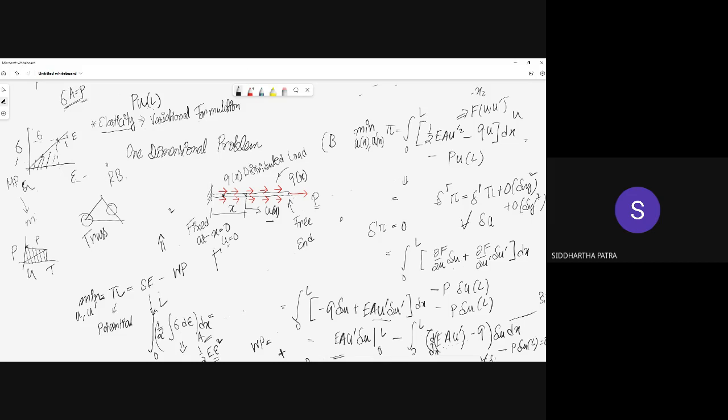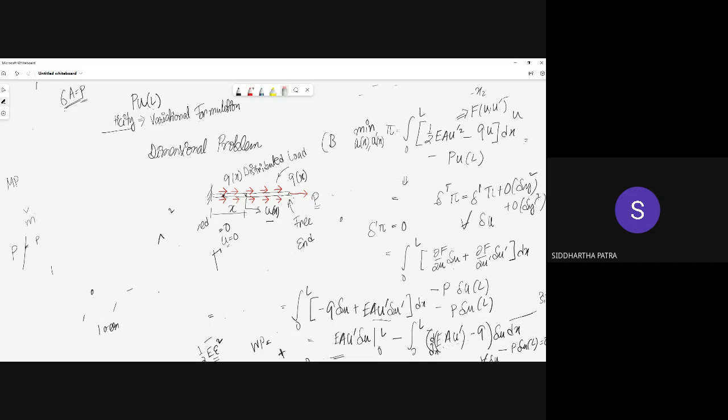And this is true for all delta u. Because this is true for all delta u, the only way I can make this happen is because of the arbitrariness of delta u. So the first thing that I'm going to get is the differential equation. Remember, I can simply take delta u to be whatever it is multiplied to.